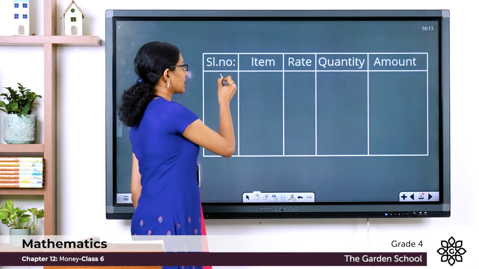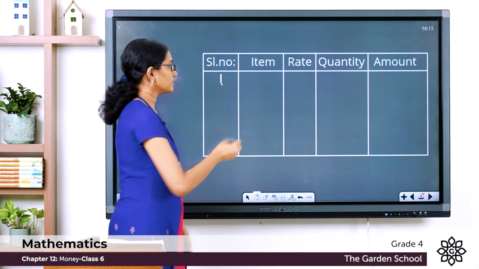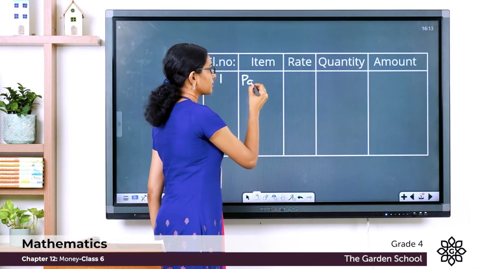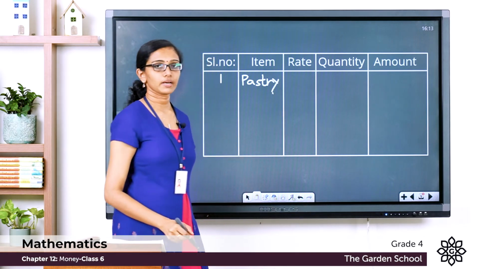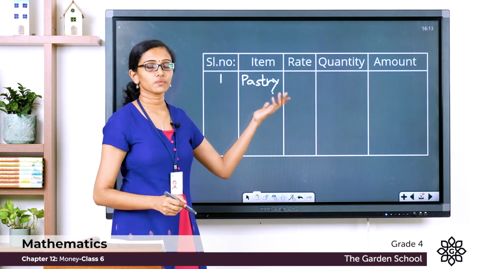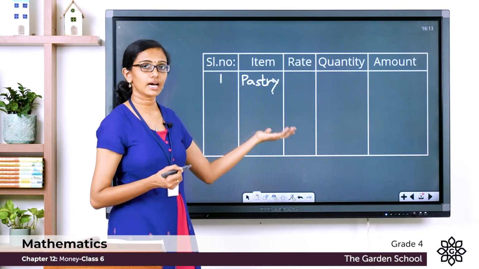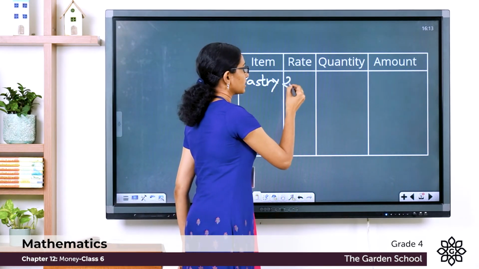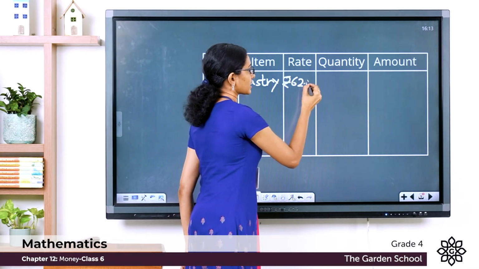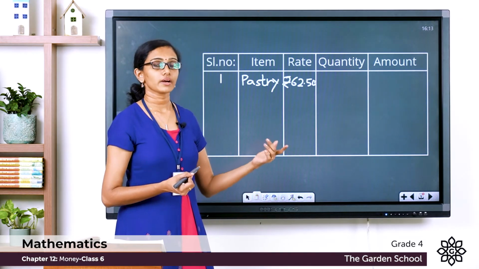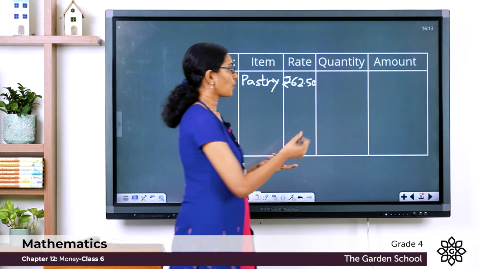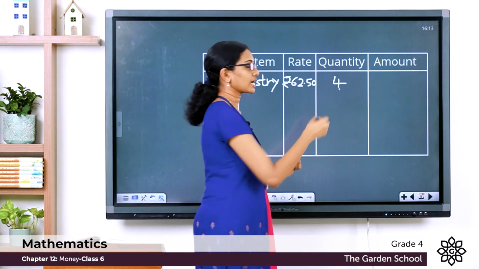So let's put the serial number 1, the item, let's write the name of the item, pastry, then the rate per item, or the cost of 1 unit of that item, and it is given here as 62 rupee 50 paise. So let's write it here, and the quantity we need, or the required number of pastries, here is 4. So in the quantity column we'll write 4.